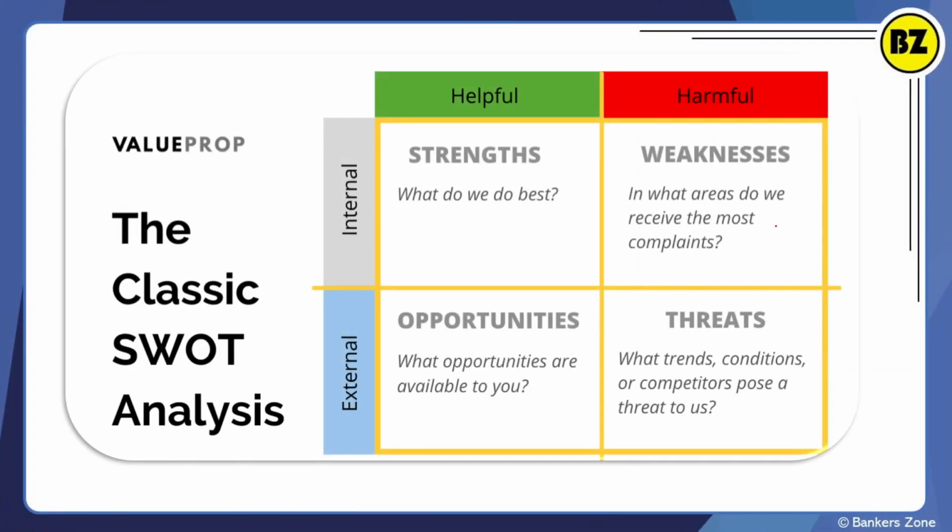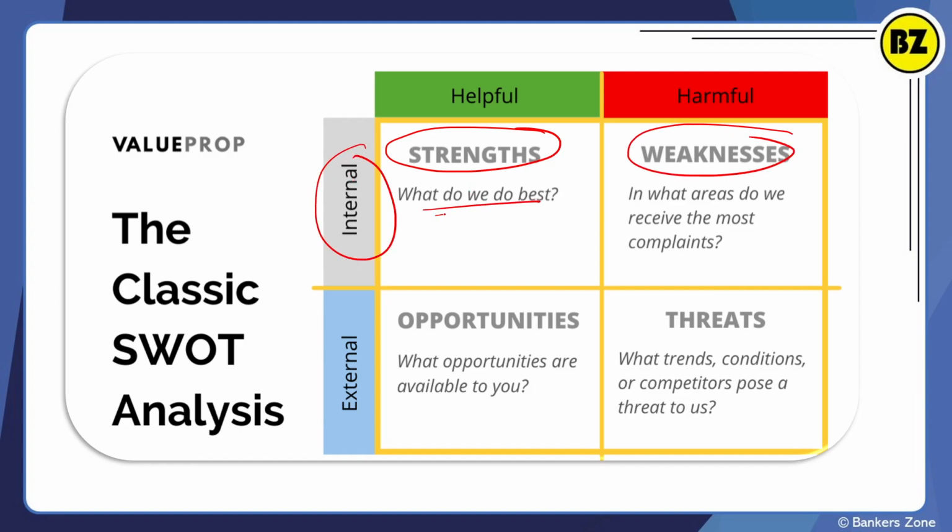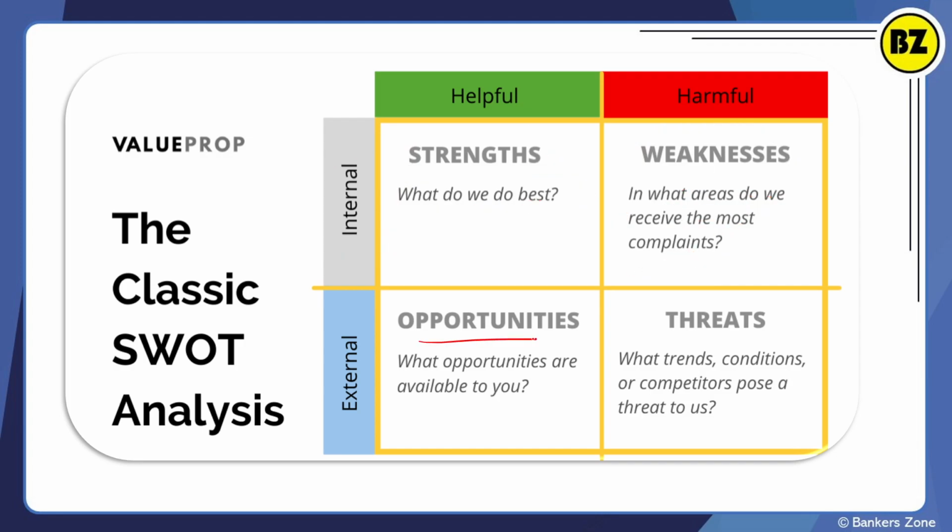Now see here, in short, through this image you will again get clarity. Strengths and weaknesses are the internal factors, right? Strength means what we do the best. And weaknesses means the areas where we receive most of the complaints. So these are our weaknesses, obviously. Now opportunity means what opportunities are available to you in the market; these are external. And threats are also external, meaning what trends, conditions or competitors pose threats to us, right?